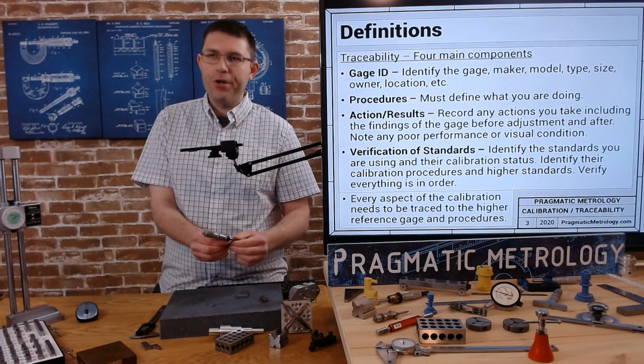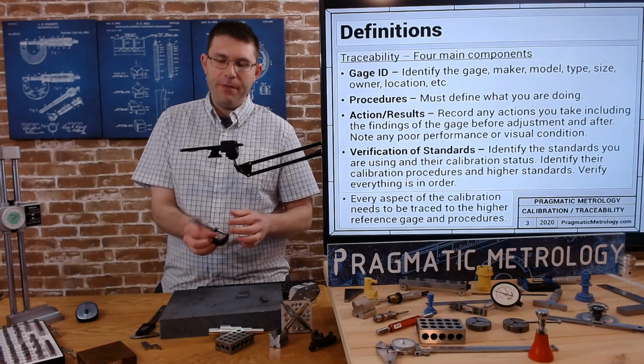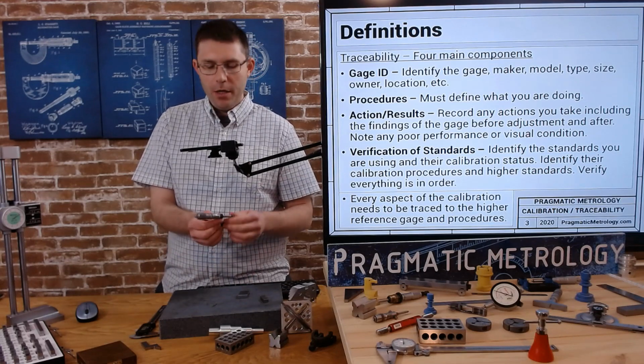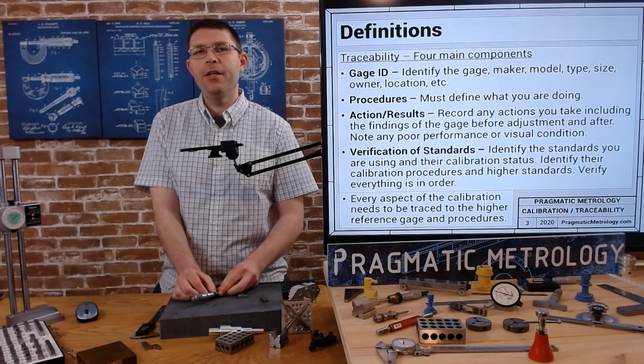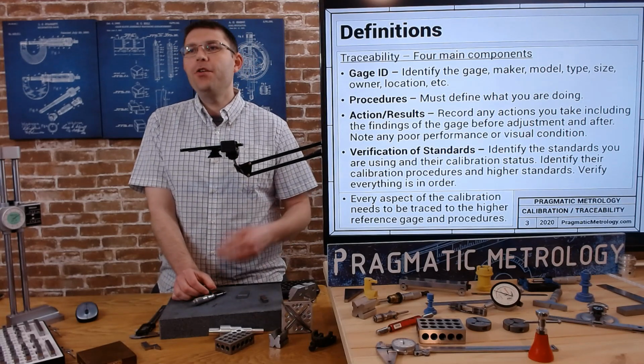Note any poor conditions that you may have found it in. If it's rusty, if it's dirty, if it's oily, if there's a chip, if it's damaged, note any of that in your record. And then your verification of the standard.